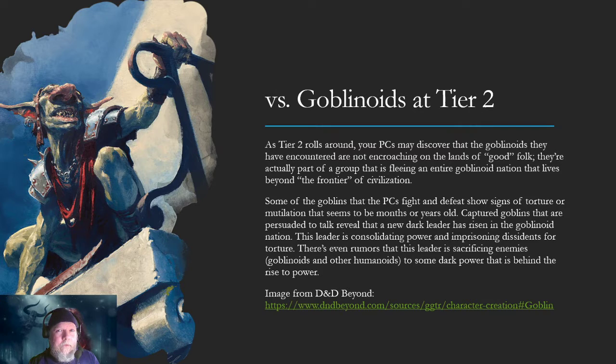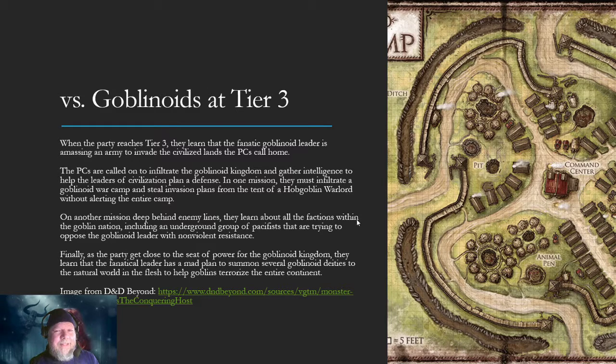Uh-oh. Alright, this is starting to sound a little ominous. This is more than just a bunch of goblin raiders on the border of civilization. This is going to be a little bit more serious. So that's what you guys find out at Tier 2. So now in Tier 3, now we start to have some strategery, if you will.